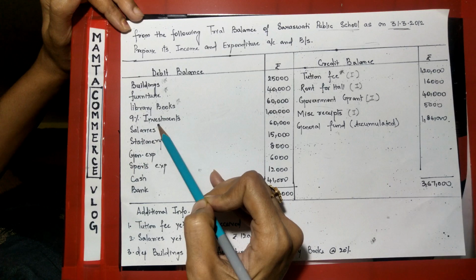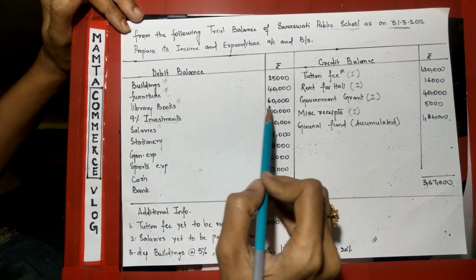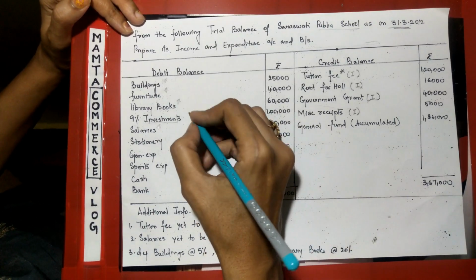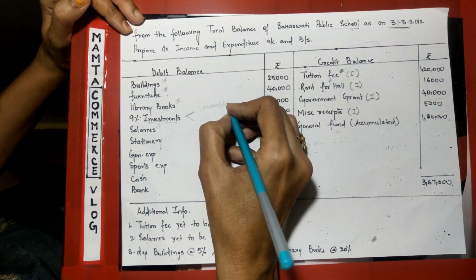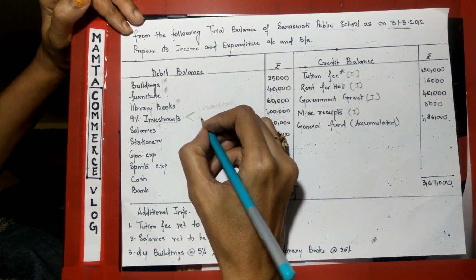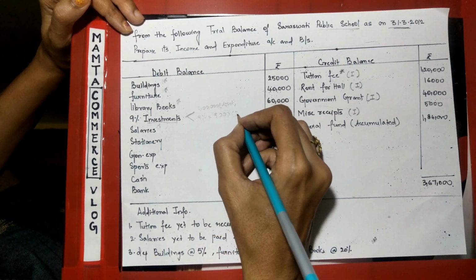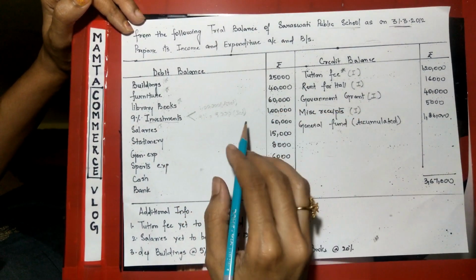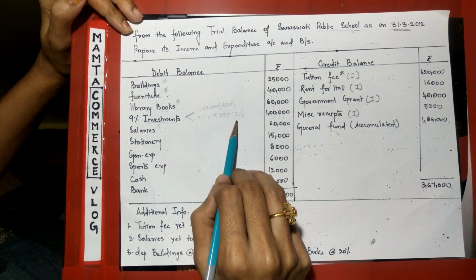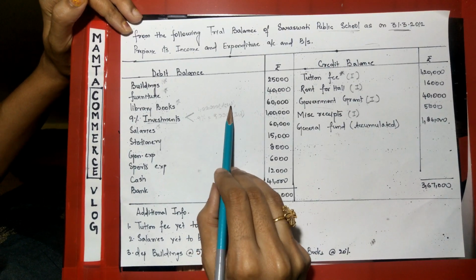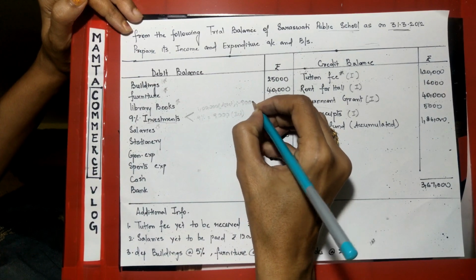Next is our 9% investments. Investment is an asset. So the value of 1 lakh, we will write it on the asset side, and 9% is an interest. So 9% of 1 lakh is 9,000. This 9,000 is an interest on investment. Interest on investment will come under income side, and this 1 lakh comes under asset side, including 9,000 interest.